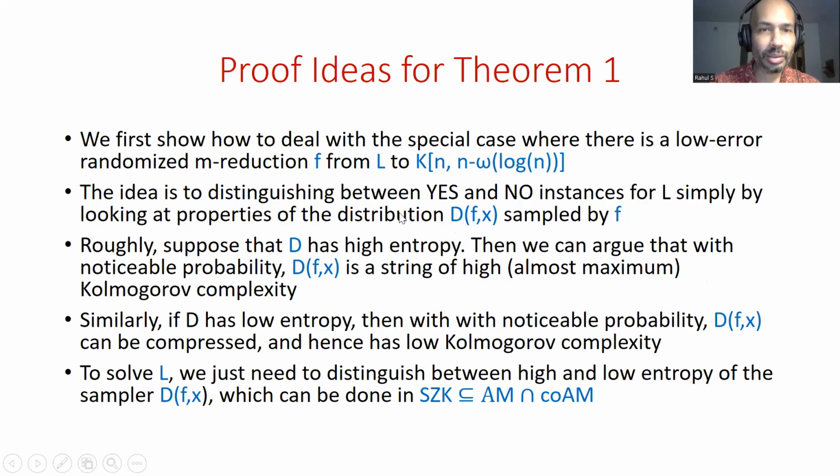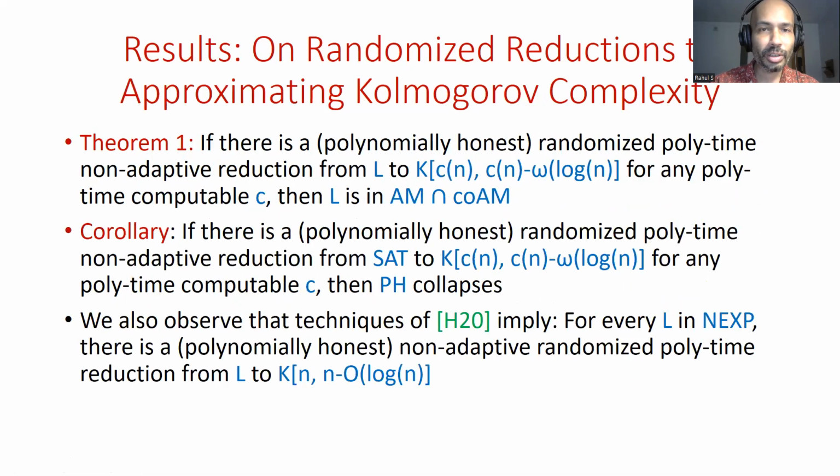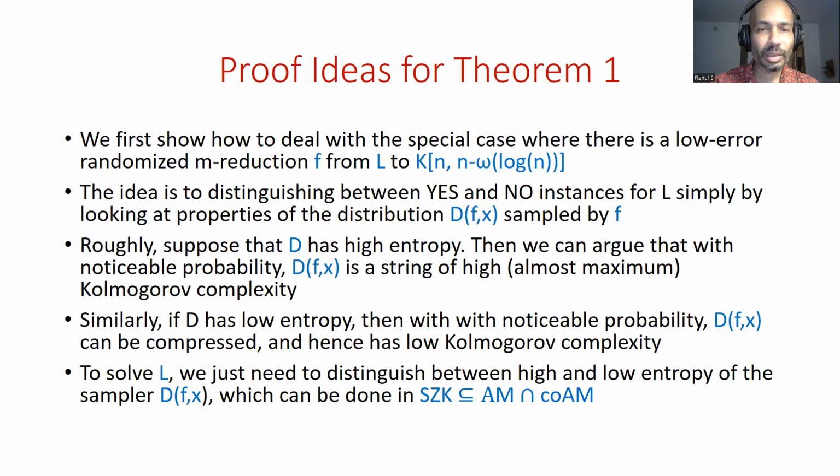So let me quickly mention some proof ideas for these results. First, the proof idea for theorem 1, the theorem about reductions from L to approximating Kolmogorov complexity. We first show how to deal with a special case where there's a randomized reduction making just one query, and if the query answers yes, then the answer is yes, otherwise the answer is no, from L to K of n minus omega log n.